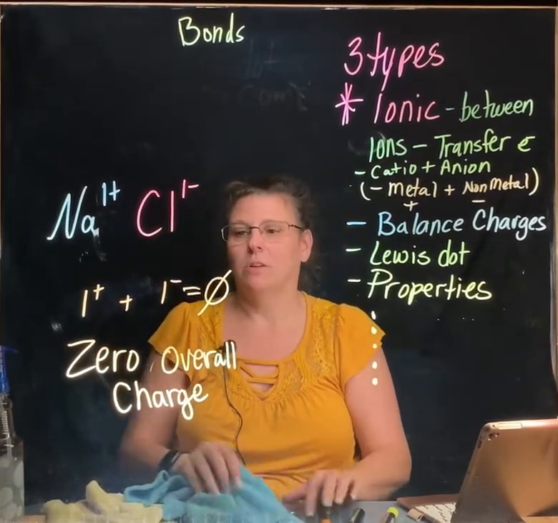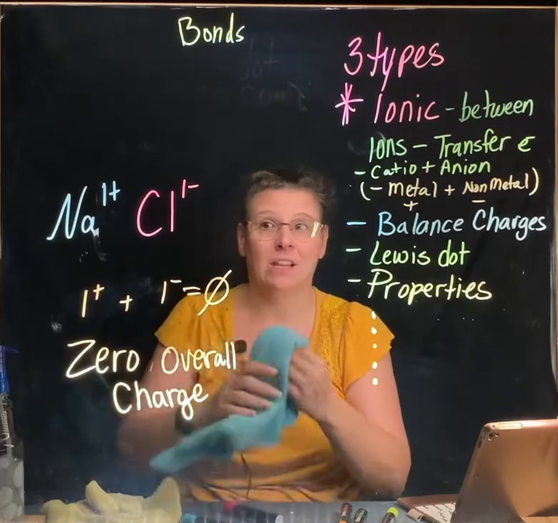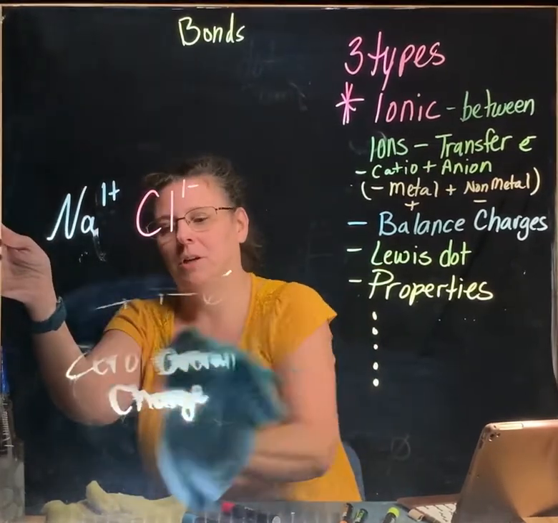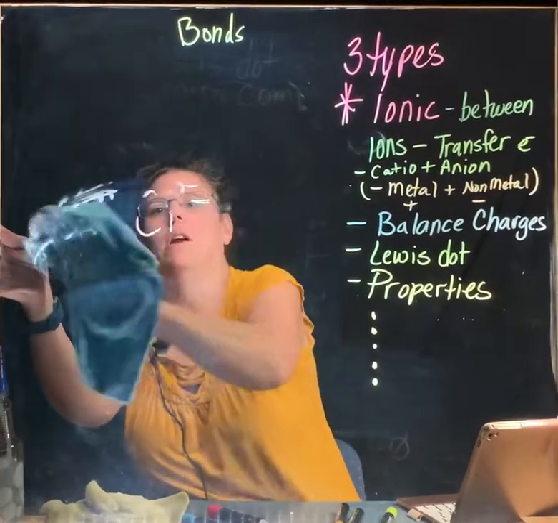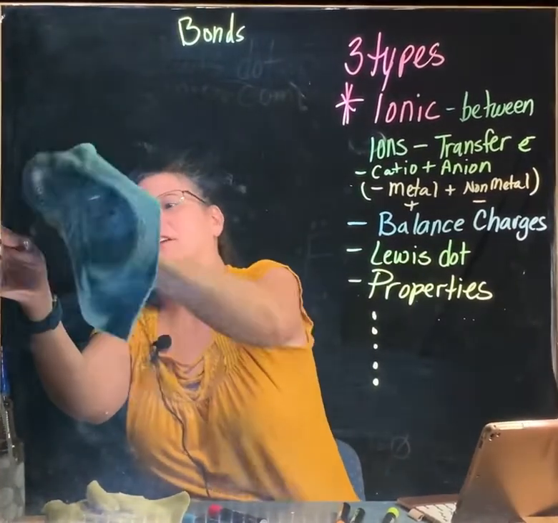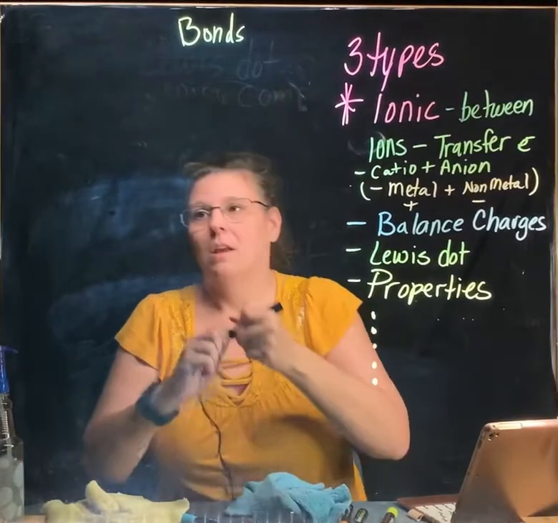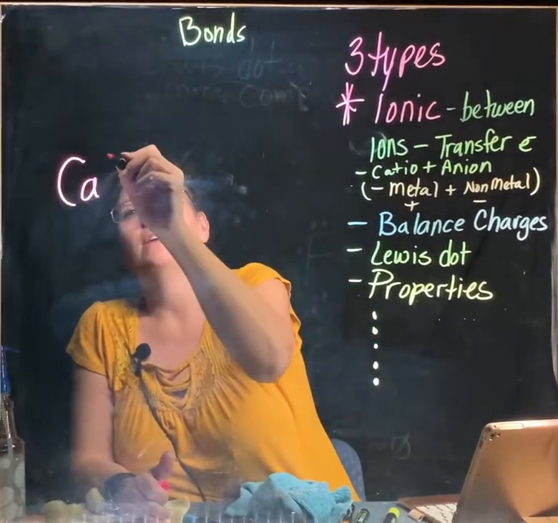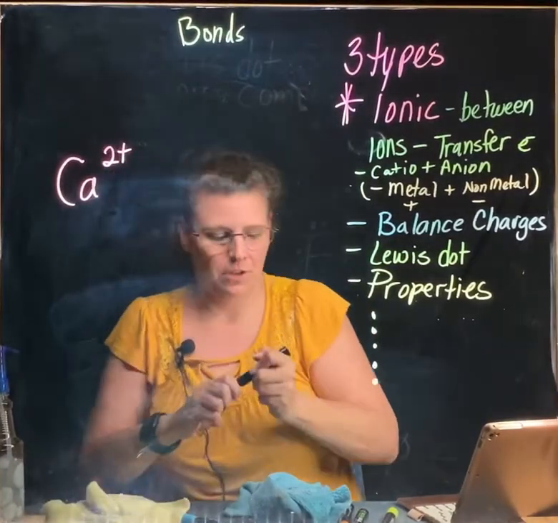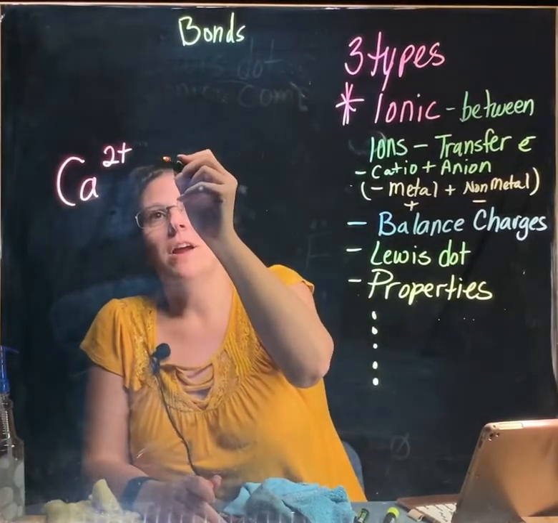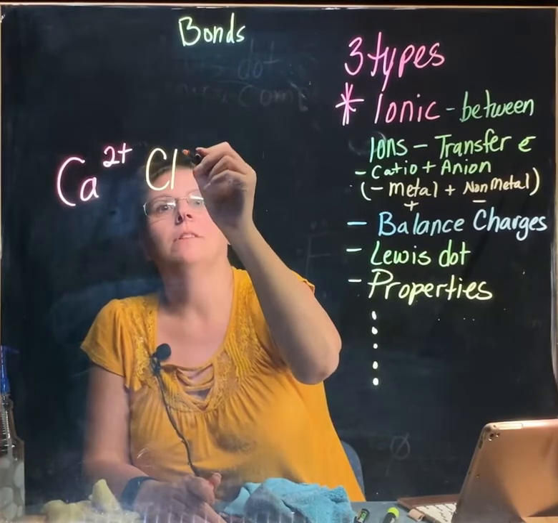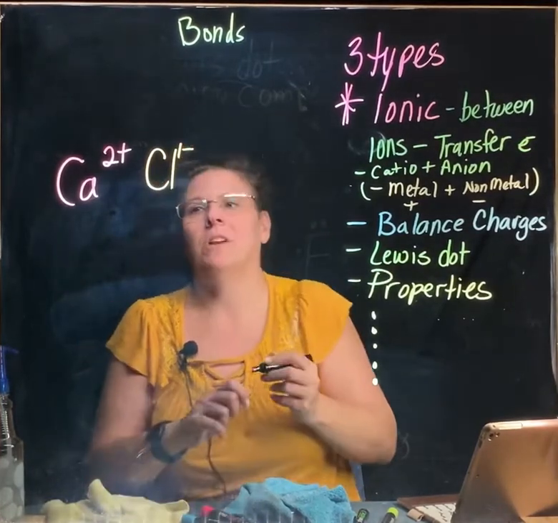Okay, so let's take a look at something that doesn't balance out like this, and then we'll see what we have to do. All right, so let's take calcium. Calcium has a 2 plus charge, and we'll go ahead and do chlorine again, and it has a negative 1 charge, 1 negative charge.